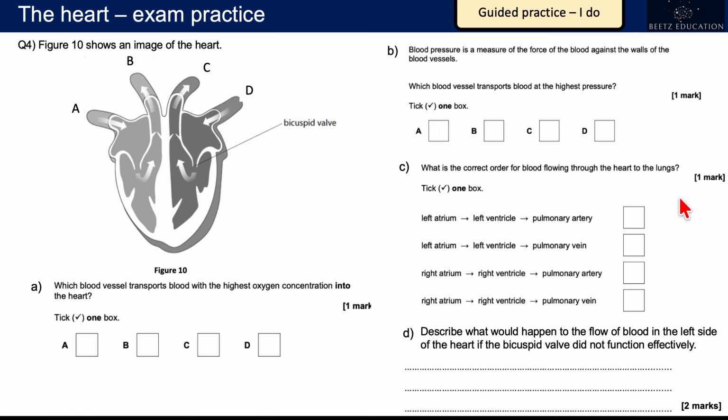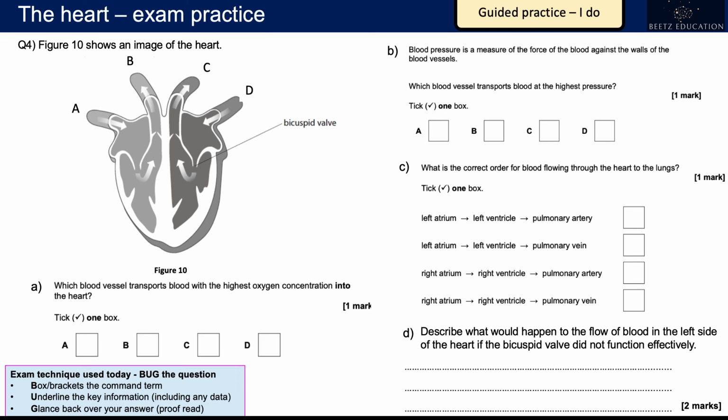Exam question time then. So we're going to have a look at a few exam questions now. I'm going to do these first ones as a little bit of modelling. So I'm obviously going to be using my trusty BUG technique to help unpick the questions when I approach these. B for box or brackets the command term, U for underline any key information, and G, of course, in your exam, doing a little glance back as part of a proofread, checking our answers before moving on.